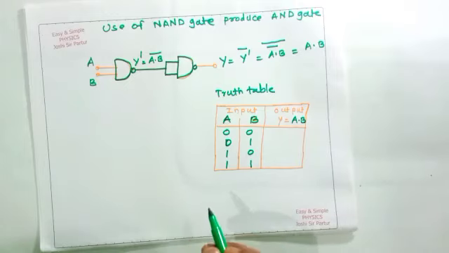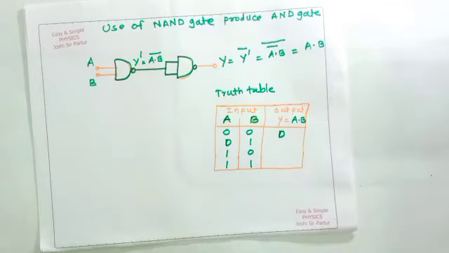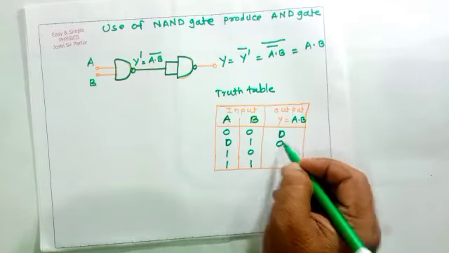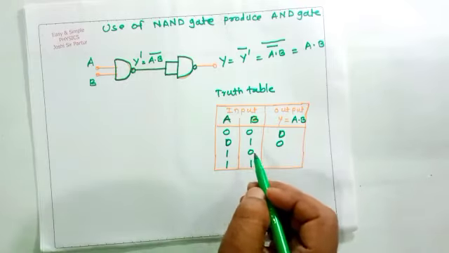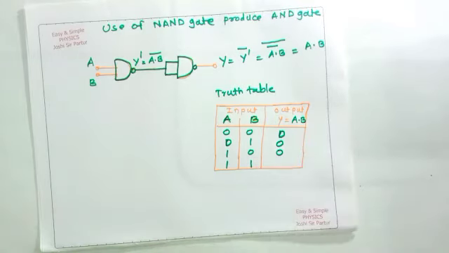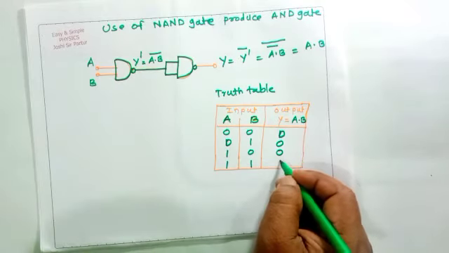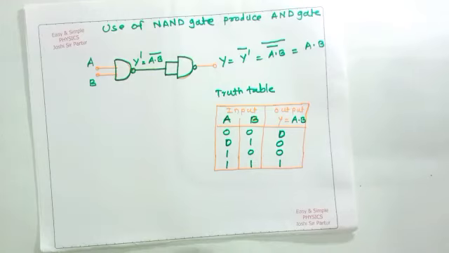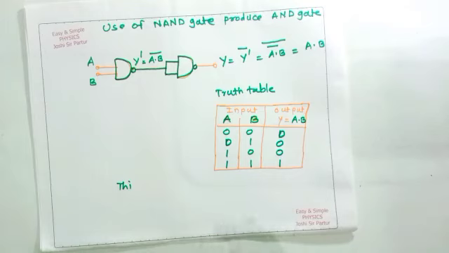Here, when both inputs are low, output will be low. When B is high and A is low, output is low. If input A is high and input B is low, output will be low. And when both inputs are high, then output will be high. This verifies the truth table for AND gate.